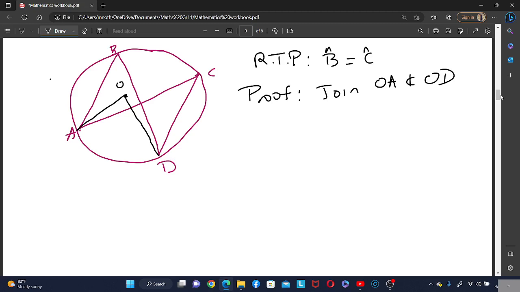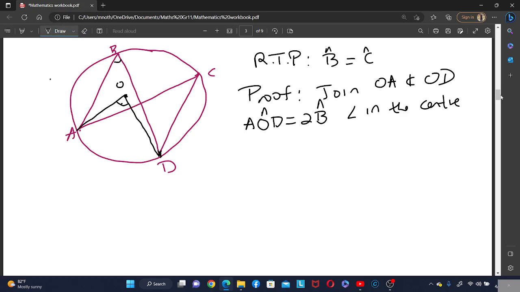If you can remember, if you can go and look at the video on the angle at the center, I said that if the angle at the center and the angle in the circumference are made by the same points, it means that the angle at the center is 2 times the angle in the circumference, meaning that angle AOD is equal to 2 times angle B. The reason is angle at the center.